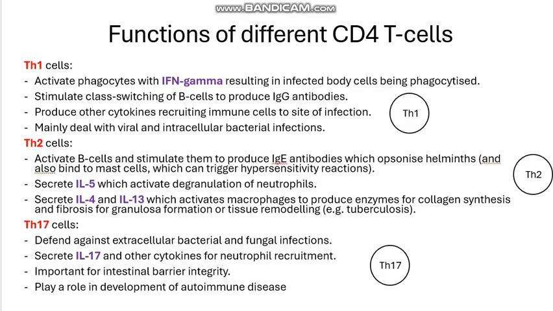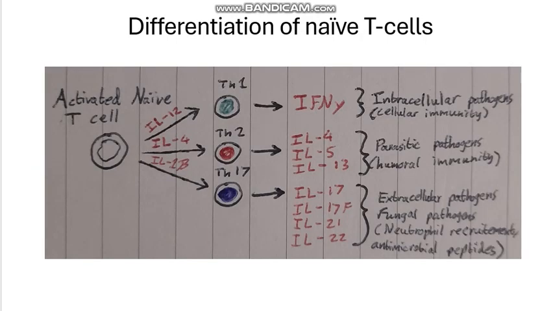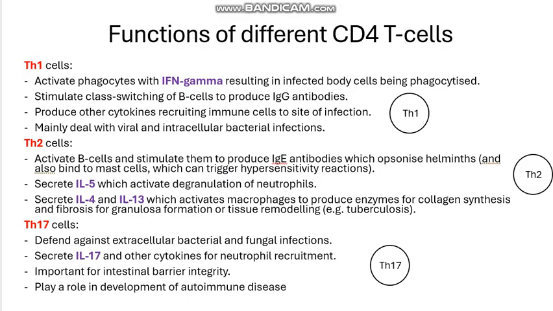So getting into these functions, we're going to start with Th1 cells, which target intracellular pathogens, like viruses or mycobacteria. These Th1 cells activate phagocytes with interferon gamma, resulting in infected body cells being phagocytized by phagocytes like macrophages or neutrophils. They also stimulate class switching of B cells to produce immunoglobulin G antibodies.